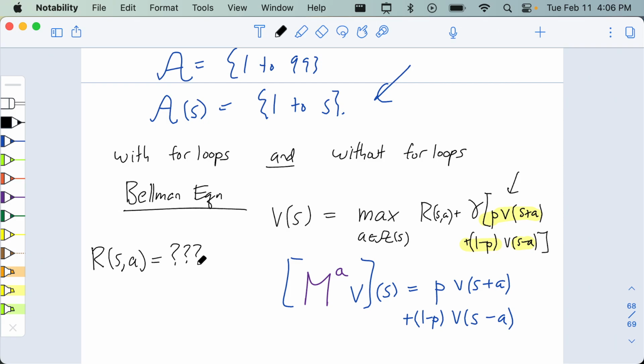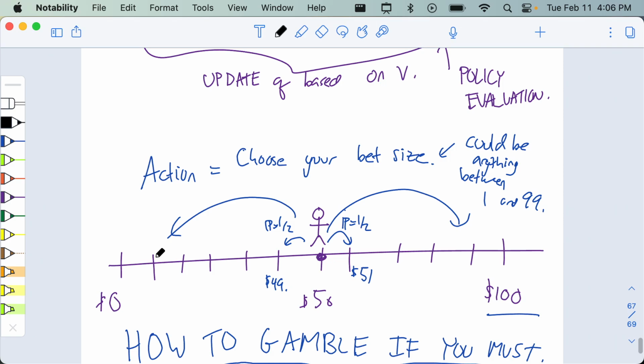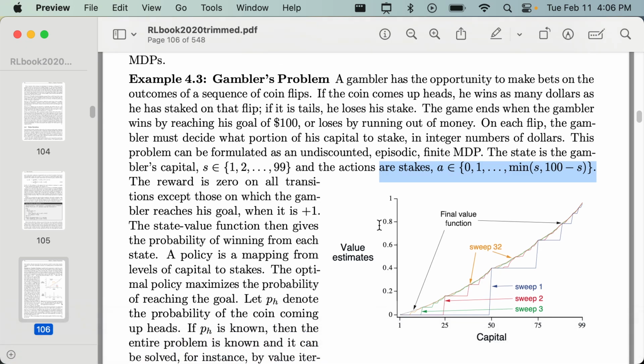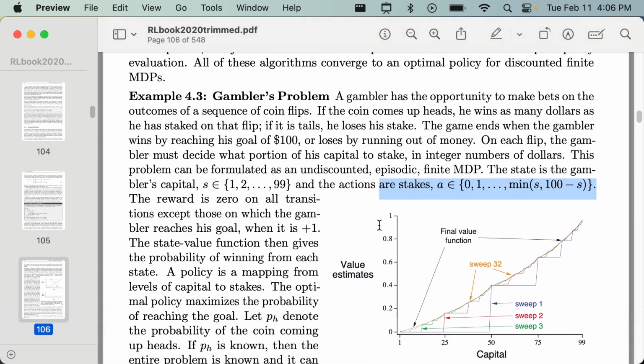So you're at state S, you take action A, how much reward do you get? More specifically, this is the average reward, right? This is the reward you get on average when you're at state S and you take action A. What would that be in this case? Should we go back to the picture? Maybe I should open up the PDF, because the PDF has the full things.